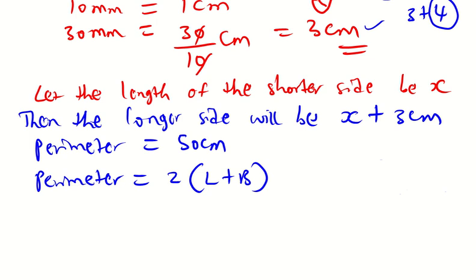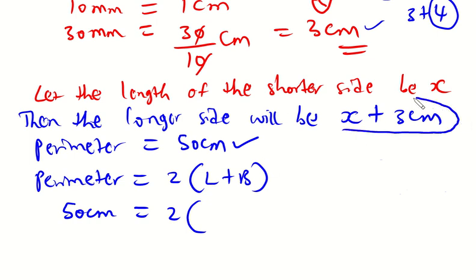Okay, now let's solve perimeter. Let's start substituting into the formula. What's the perimeter of this rectangle? It is 50 centimeters. Put it here. 50 centimeters is equal to, this is the formula, 2 bracket. What's the length? The length is all of this, or we can say the longer side. I don't know what the length is, I'm just assuming that the longer side is the length. So I'll just put x plus 3, that's the length. Then plus, what's the breadth? The breadth is what? See it here, it's x.